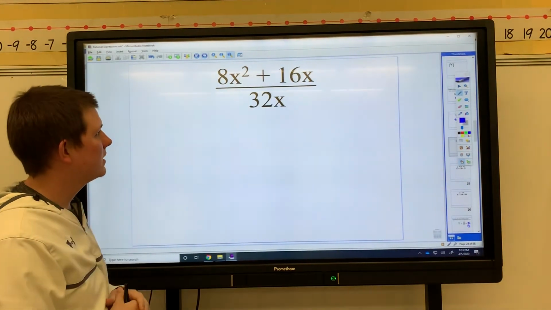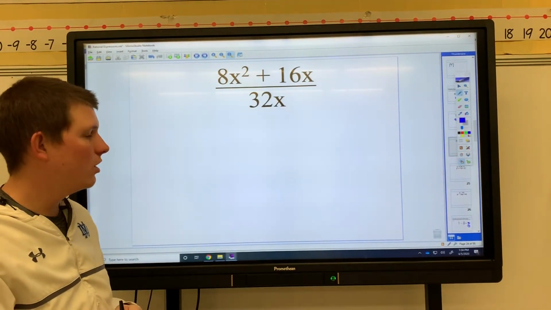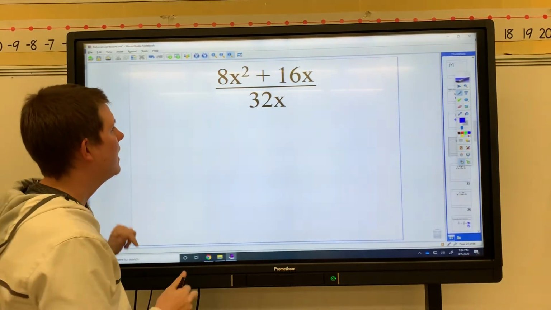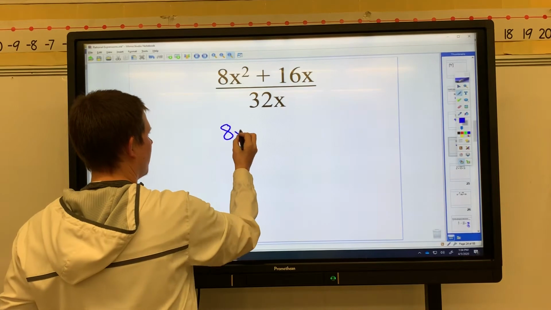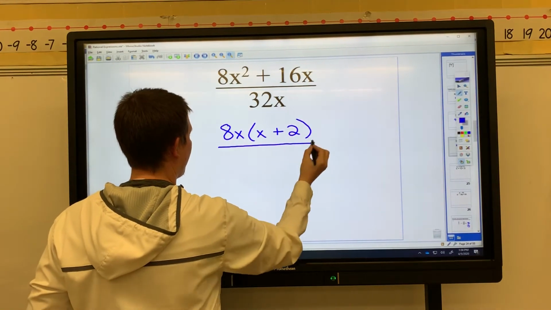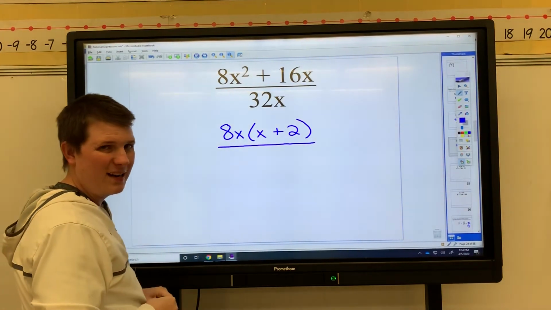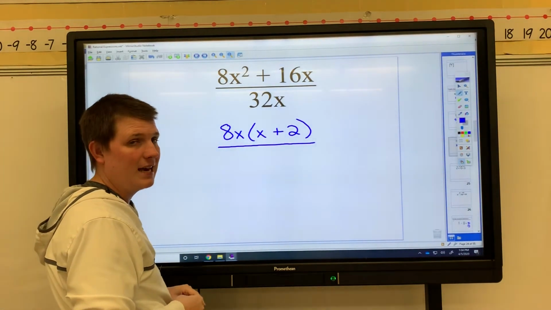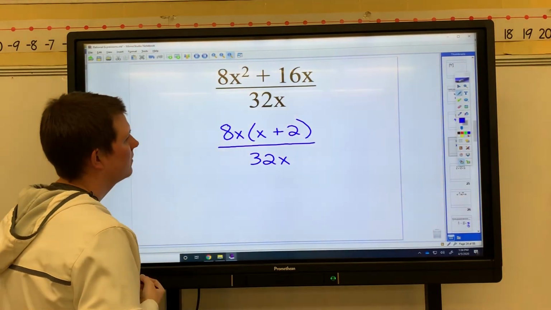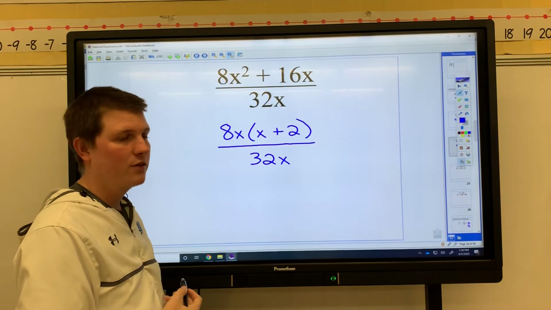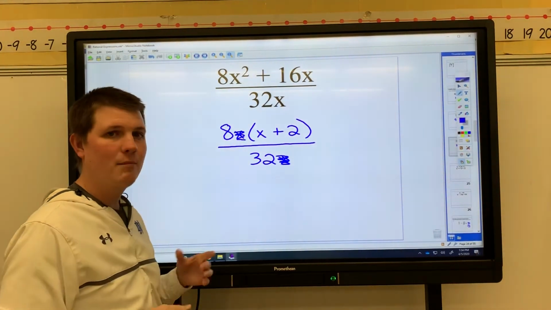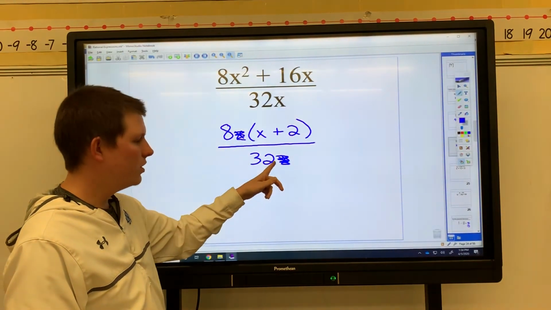Our next example says 8x squared plus 16x all over 32x. So we're going to factor both of these. Let's factor the numerator. I can take out an 8x, I'm left with x plus 2. On the denominator, it's just a monomial. It's 32x. I cannot factor it, so we're going to leave it. Now, is there anything common I can factor out? Yes. I have an x and I have an x. Those x's can be crossed out because I'm multiplying. It's 8 times x. It's 32 times x.